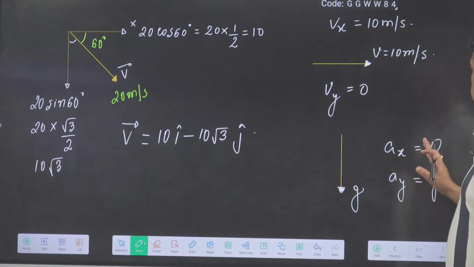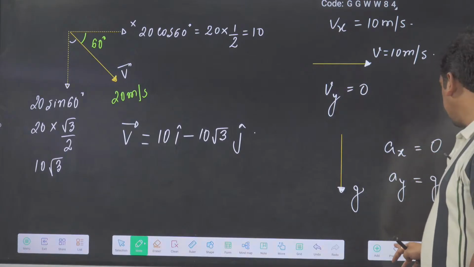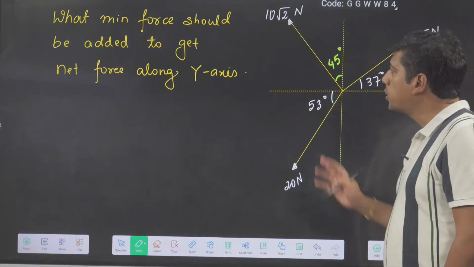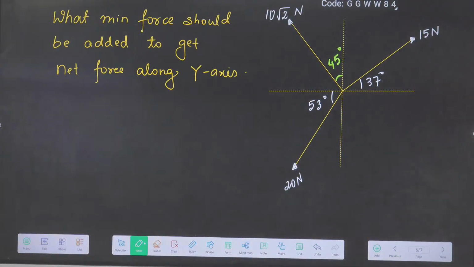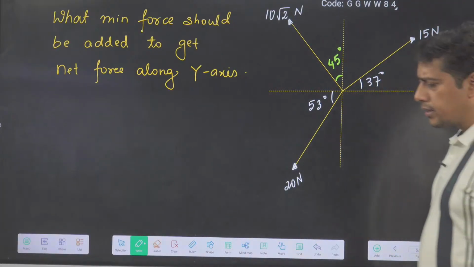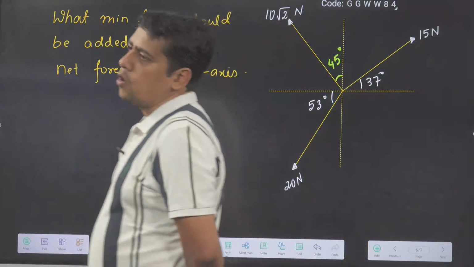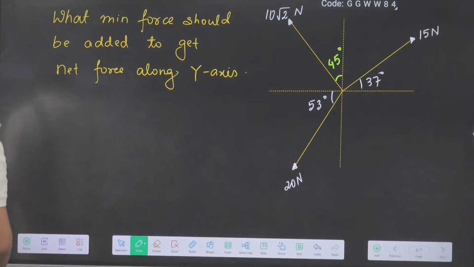I hope this point is clear. Now come to this question. You can take minus g also, but since I am interested only in the magnitude, the scalar component, that's why I was writing g. In vector form, you can write minus g j cap.